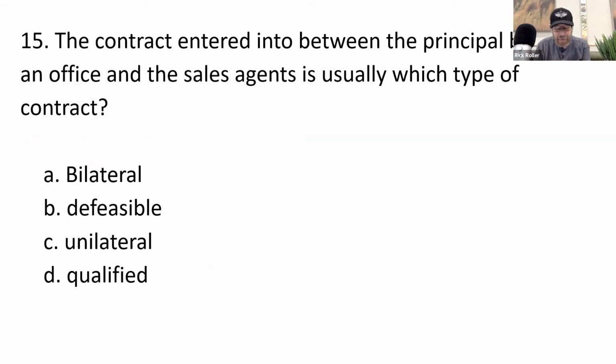Contract entered between a principal broker of an office and the sales agents. Now, this is your employment agreement with the broker. But contracts can be bilateral or they could be unilateral, defeasible, or qualified. Out of these terms, we have two that are bilateral and unilateral. We have defeasible and we have qualified. When you see defeasible and qualified on the test, more often than not they are just distractors.